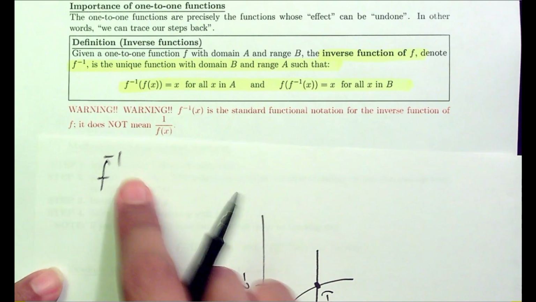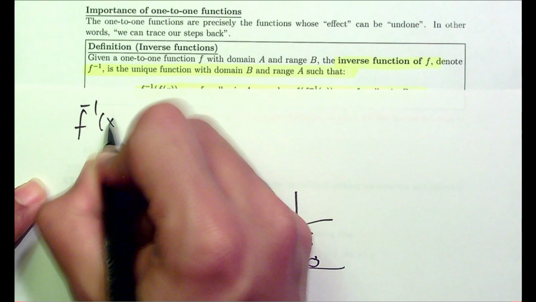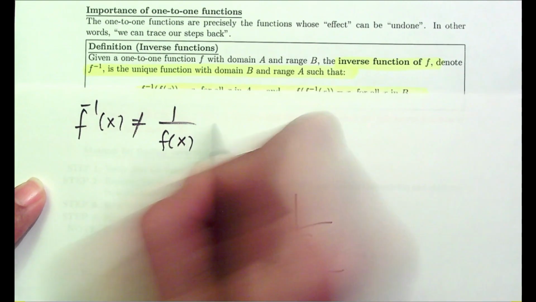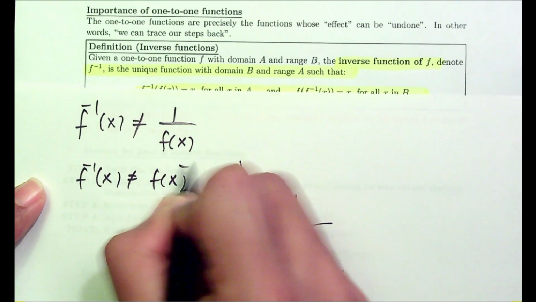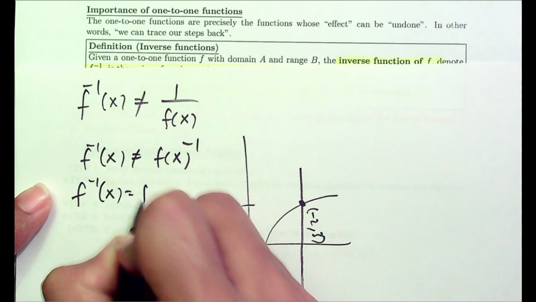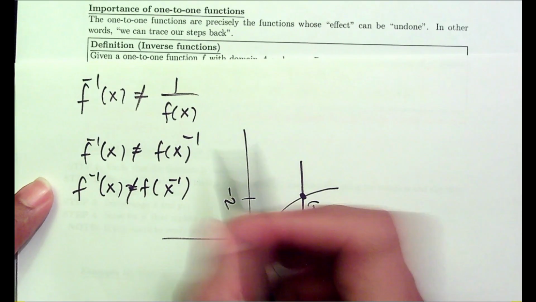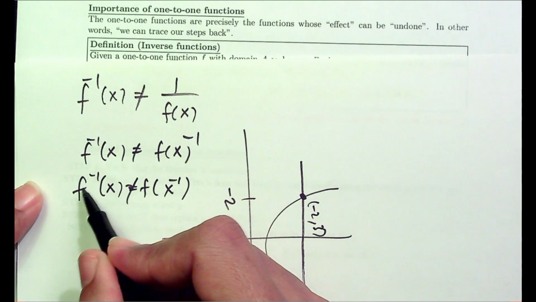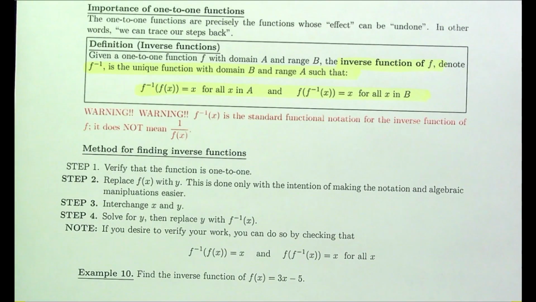This is not an exponent, okay? So writing this does not mean 1 over f of x. Or writing this, that does not mean f of x to the -1. None of that is true. This is not an exponent right here. When you write it right after the f, that just means the inverse function, the function that does the opposite.